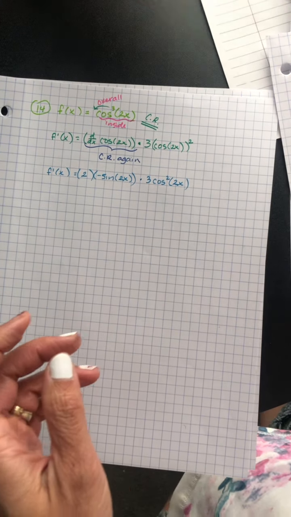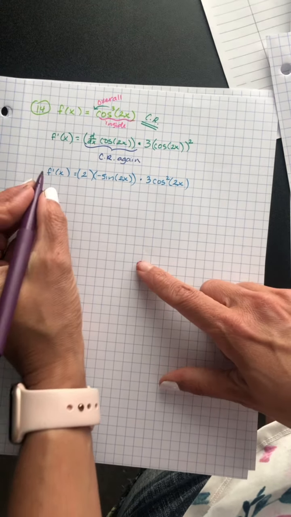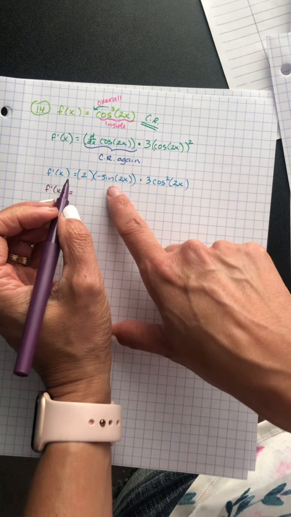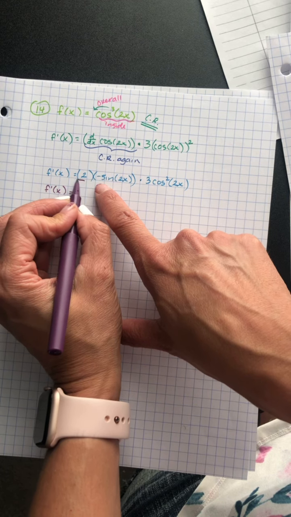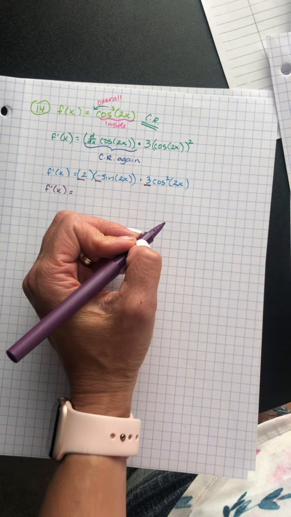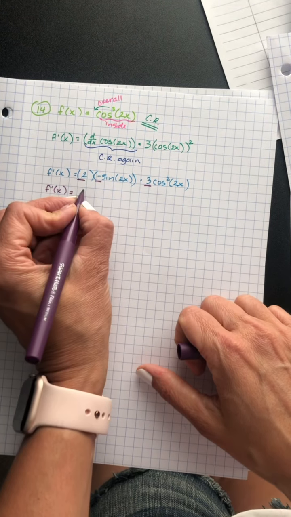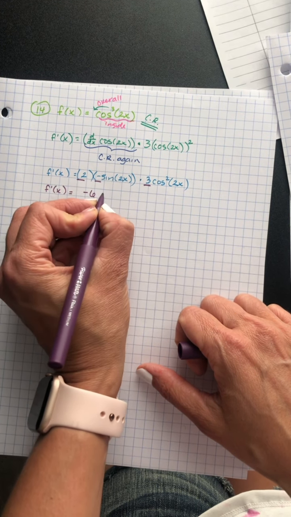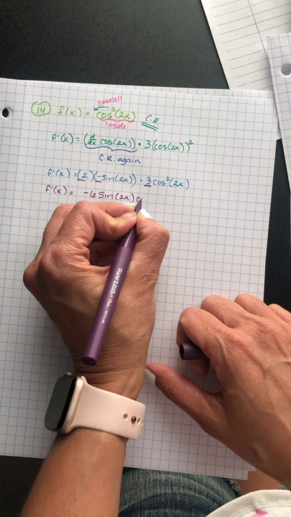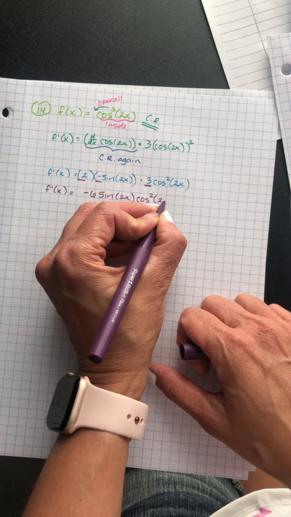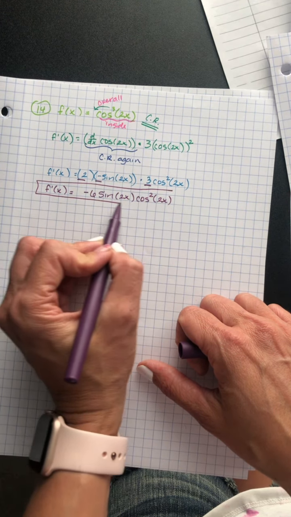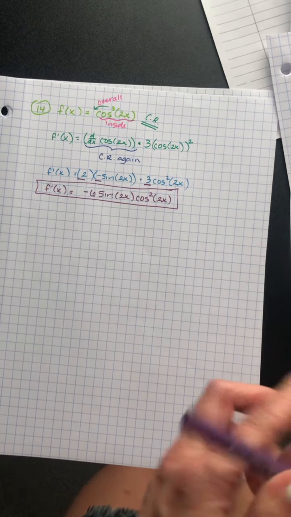Okay, let's clean this up a little bit. F prime of x equals, so we have negative and then times 2 times 3. These are all the outside numbers, so that'll be a negative 6. And then we have sine of 2x and then cosine squared of 2x. And guess what? That's the answer. Told you it was short.